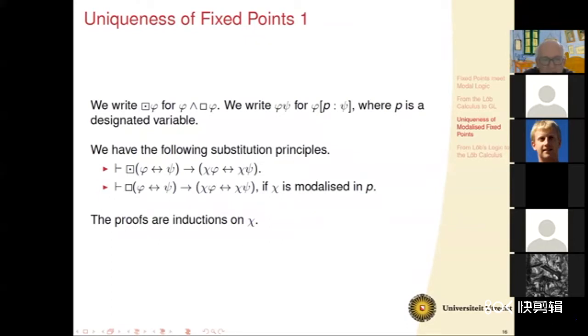Yeah, so more interesting is the next one that says that if phi and psi are necessarily or provably equivalent, then we may substitute if chi is modalized in P, right? So now, if you're inside the box, if things are equivalent inside the box, of course, the logic cannot see what happens outside of the box. But the demand that P is modalized really takes care of that, because the phi and the psi will also always occur inside the box, and hence we do have the substitution principle. Of course, these principles can be proved by induction on chi, so I'm not going to do that, but it's a kind of trivial thing, so you just have to sit down and do it.